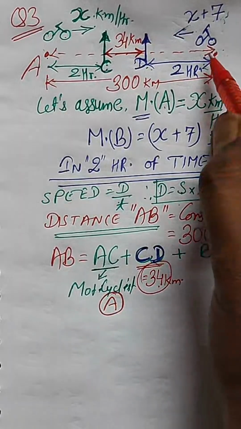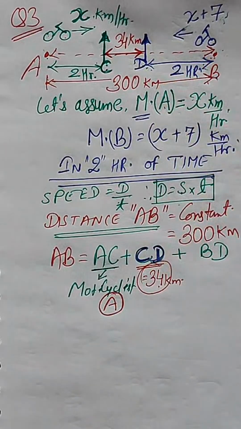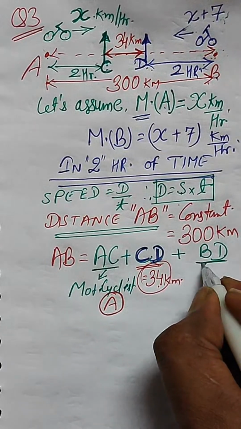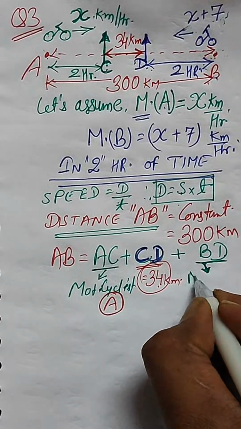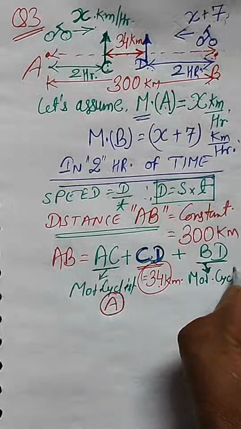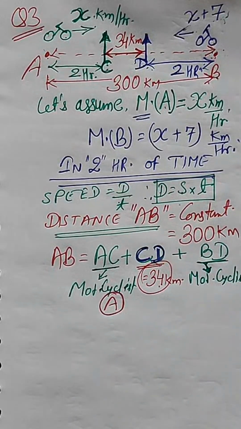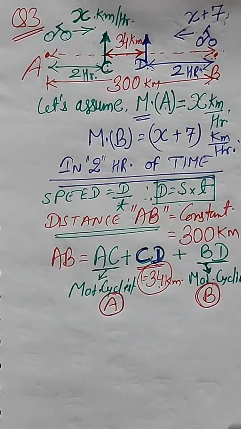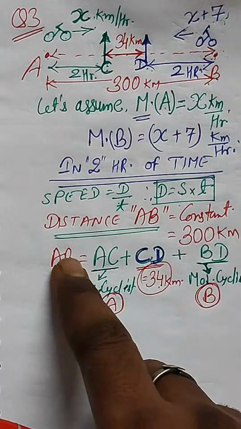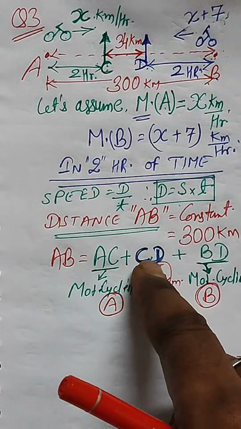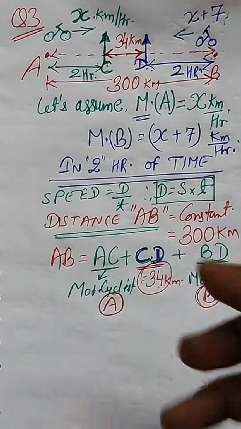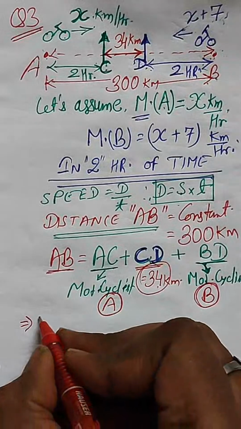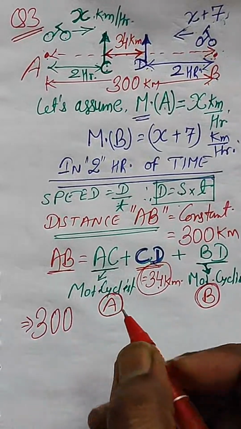And this BD represents the motorcyclist. Which motorcyclist? B. So the entire section AB is divided into 3 portions, AC plus CD plus BD. So just put up the values now. In place of AB, just put up 300, right?